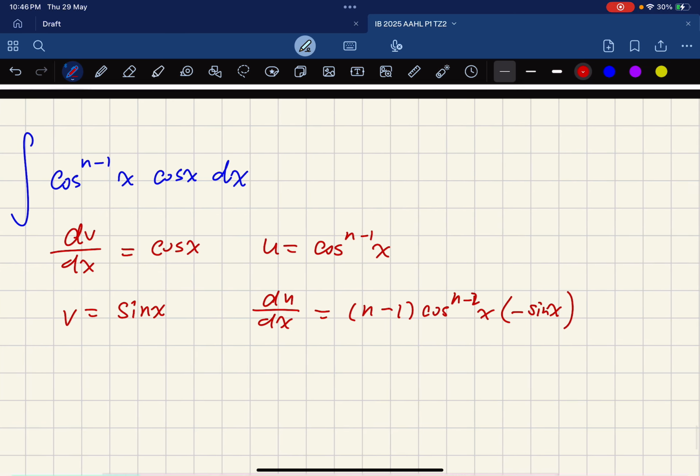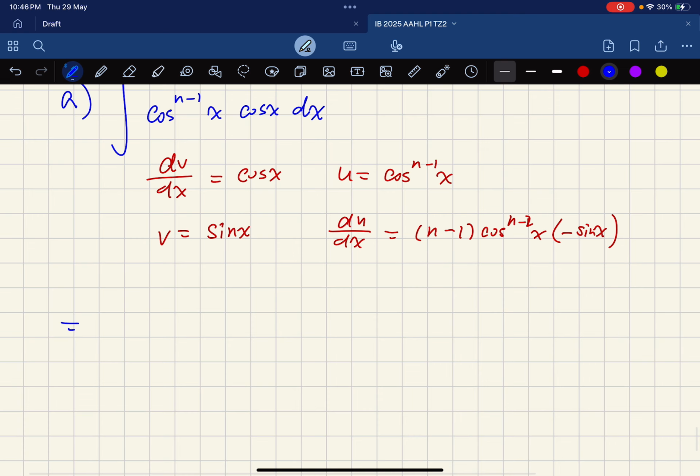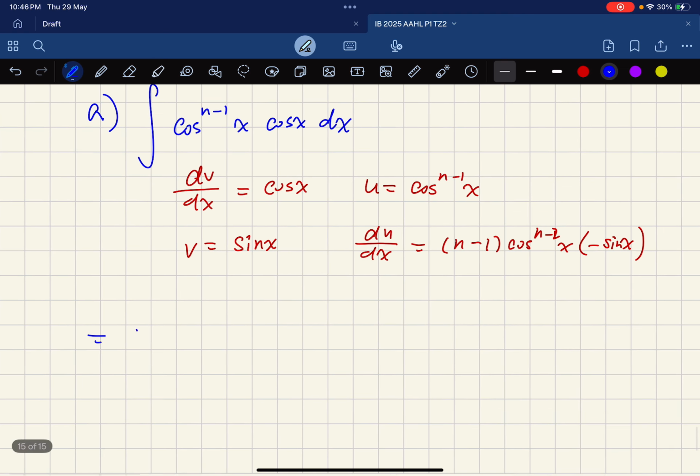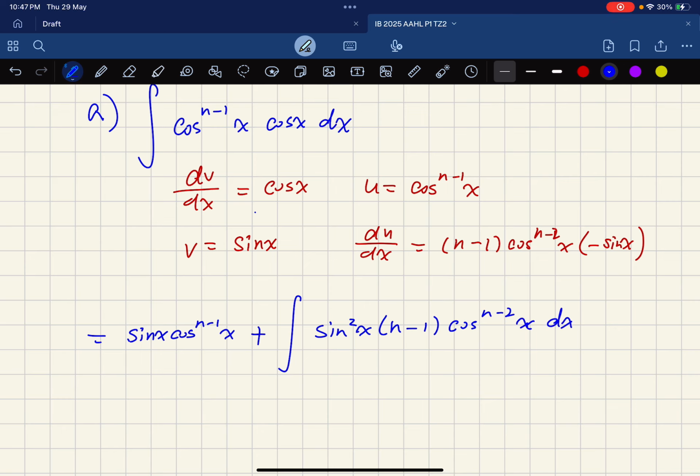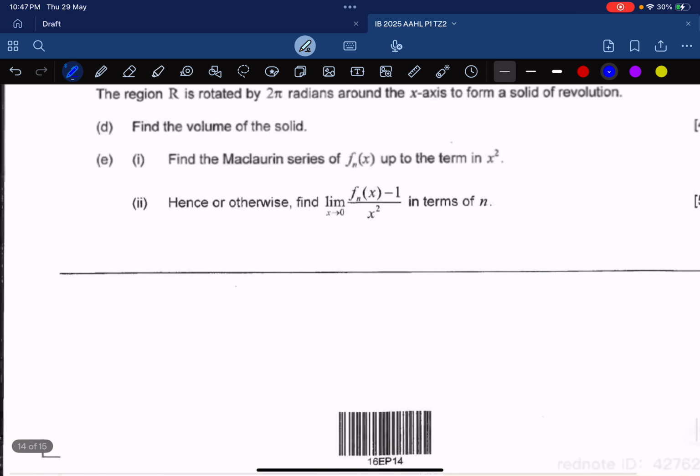Okay, and then what you need to do is use the by-parts formula. So first of all uv, sine x cosine n minus 1 x, minus the integral of v du/dx, right? So it will be this one times this one. The first is a negative, so I will just change that to plus sine squared x, and then n minus 1 cosine n minus 2 x dx. Okay, so that's the formula for by parts. So afterwards, what we need to do.